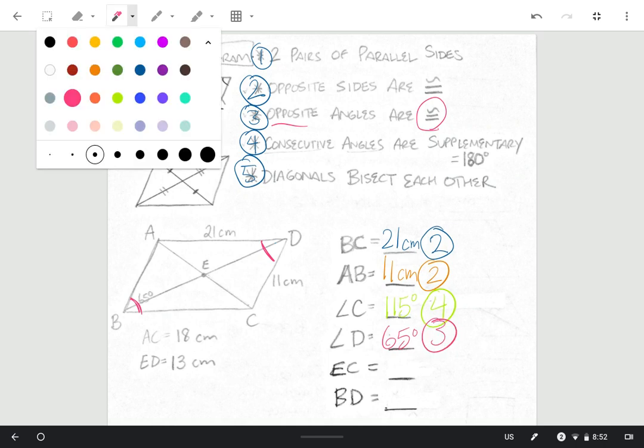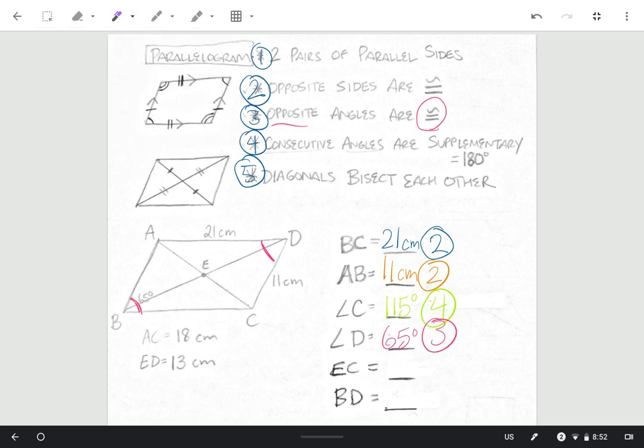All right. Let's look at the next one. Next, we have EC. EC is this portion of the diagonal AC. It's just half of it. And that's kind of the key here. Because they bisect each other, I know that EC is half of AC. So if EC is what I'm looking for, and I know that AC is 18, then I just need to divide that by 2, and I get 9. EC is 9 centimeters, and that's coming from property number 5.